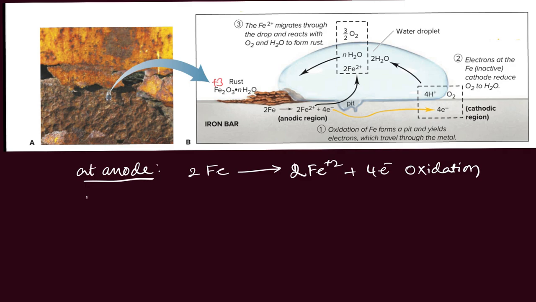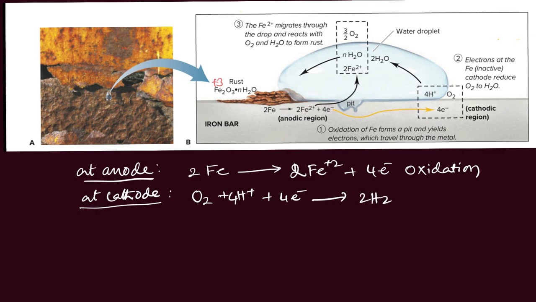Now, at the cathode, which reaction takes place? That is called reduction. Now in the reduction, what is present? Oxygen from the atmosphere, and the water gives H plus, and the electrons from the anode region travel to the cathode region. Then 4 H plus are required here. This will be converted into 2H2O. The standard electrode potential value, E naught reduction potential, you can check in your textbook. That is minus 0.44 volt.